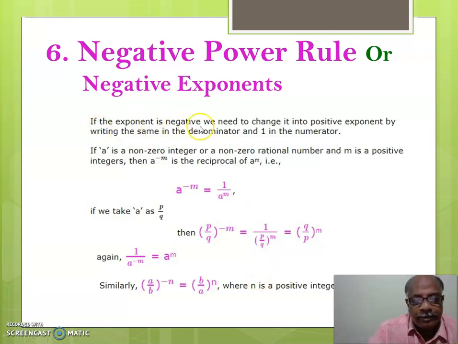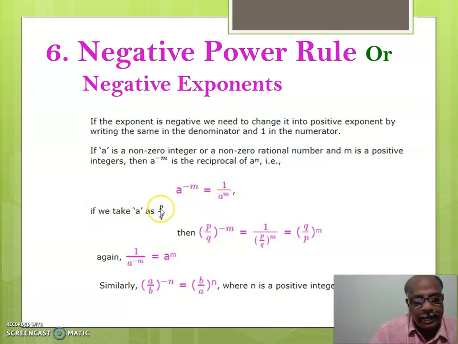If the exponent is negative, we need to change it into a positive exponent by writing the same in the denominator and 1 in the numerator. If a is a non-zero integer or a non-zero rational number and m is a positive integer, then a to the power of minus m is the reciprocal of a to the power of m. So, a to the power of minus m is equal to 1 by a to the power of m.